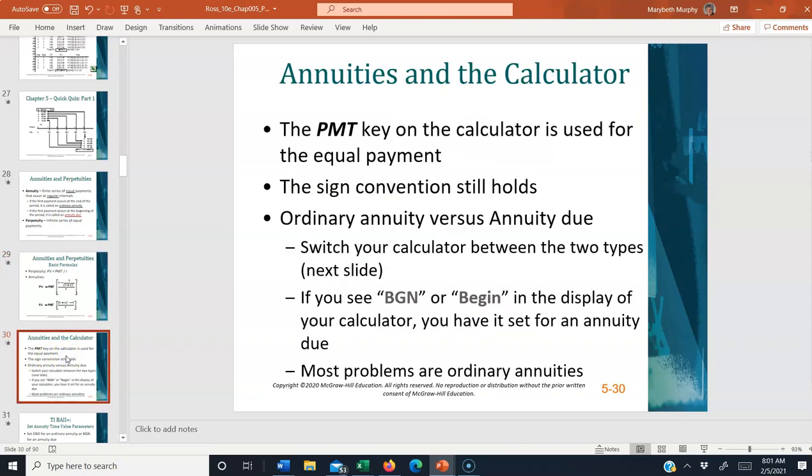Okay, so let's do an annuity. The payment key on the calculator is used for the equal payment. The sign convention still holds. So if we're making payments, it would be a negative. If they're coming in, it would be a positive. To switch between an ordinary annuity and an annuity due, it should normally be set for an ordinary annuity. If you see BGN or begin in the display of your calculator, basically that means it's set for an annuity due.